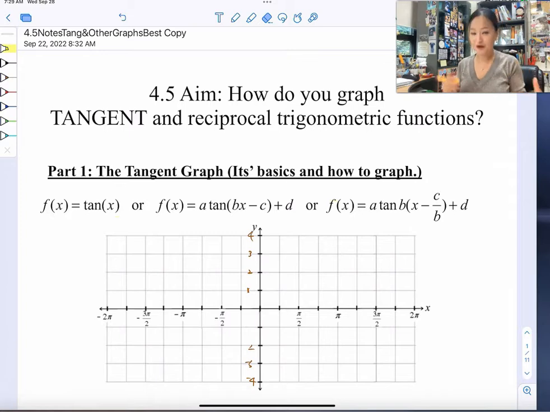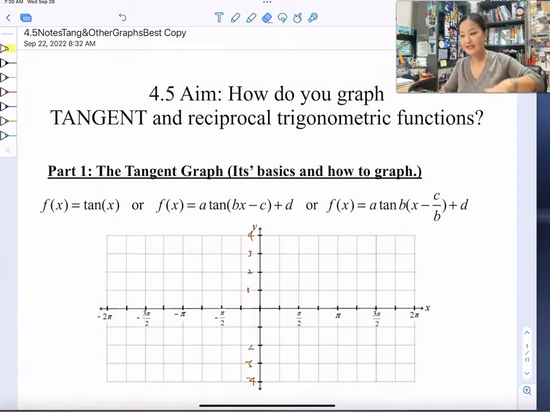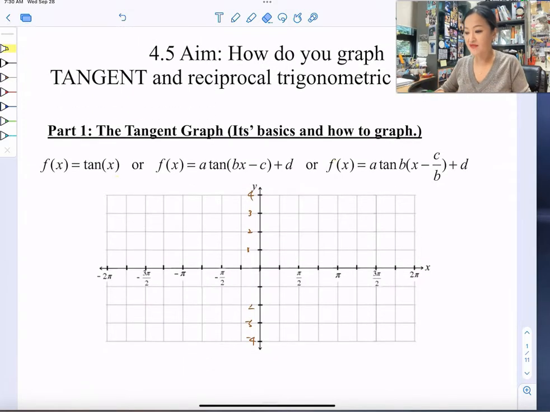Okay. That's better. All right, so again, how do you graph tangent and reciprocal functions? Please follow along on your notes and please take really good notes so you can actually utilize your notes. It's 4.5 in your textbook, and I've given you this handout. Part 1, the tangent graph, its basics, and how to graph. This is the exact format that sine and cosine is also on.